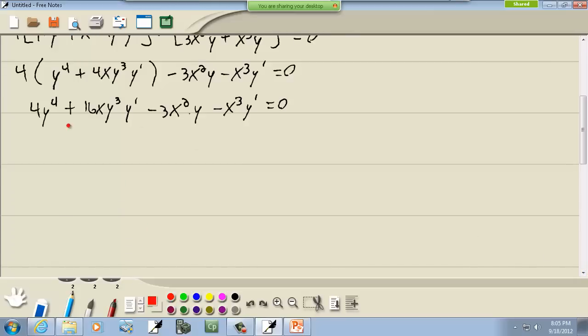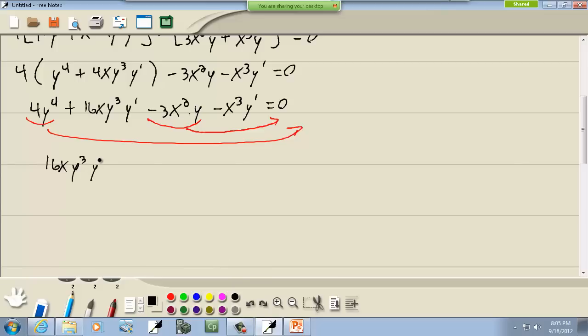Now we want to get everything with a y prime on one side, everything else on the other side. So I'm going to take this negative 3x squared y to the right side, and this 4y to the fourth to the right side. So I'm going to have 16x y to the third y prime minus x to the third y prime equals 3x squared y minus 4y to the fourth. Remember, when you take anything across your equals, your sign changes.